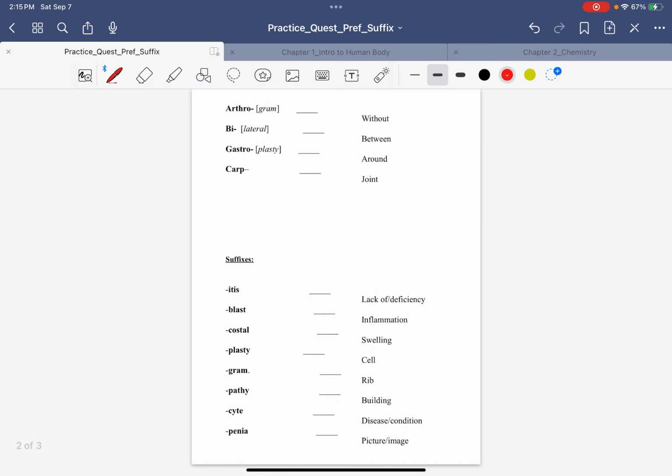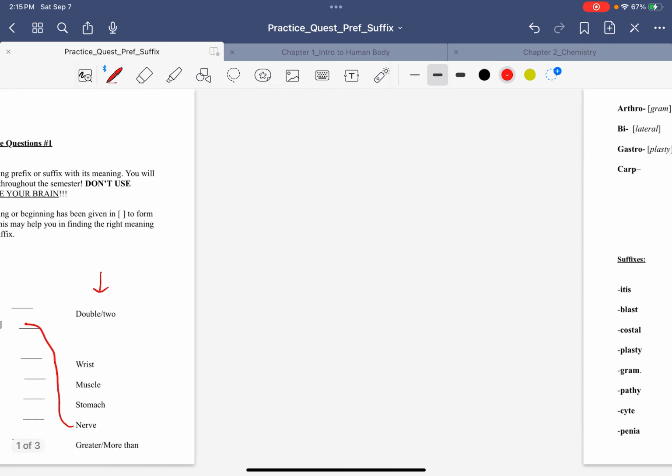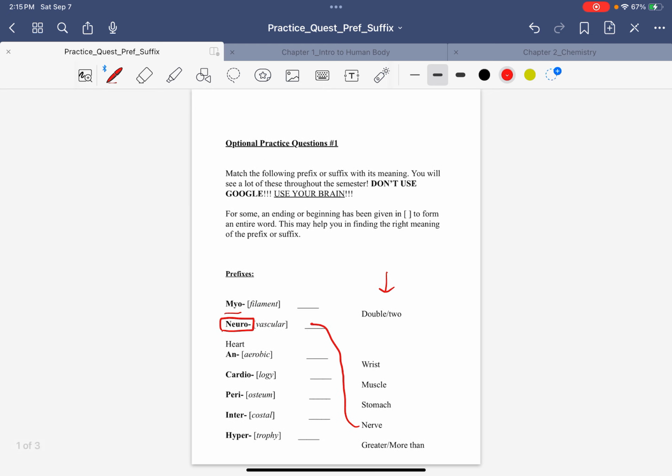There's more prefixes on the second page here and then some suffixes. These will not be on it. These won't be on an exam. It's not for credit, but if you want to get ahead and practice, you're more than welcome to do these. And you're going to see these throughout the semester. I will post the answers shortly. So after you do them, you'll be able to see the answers to see how you did.